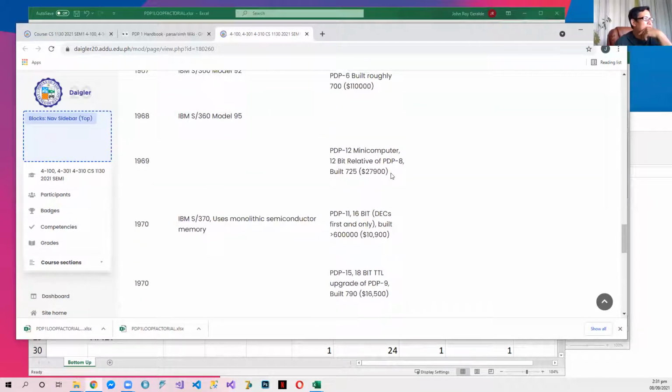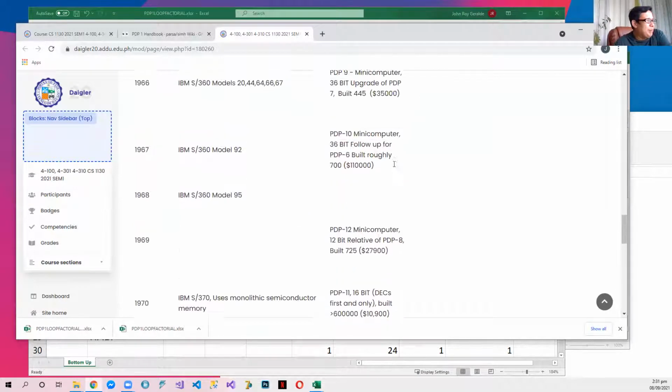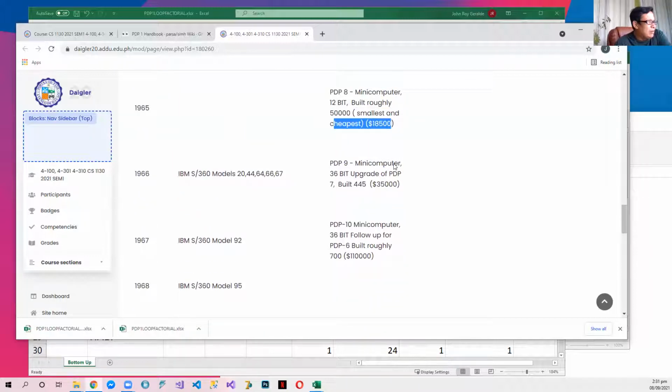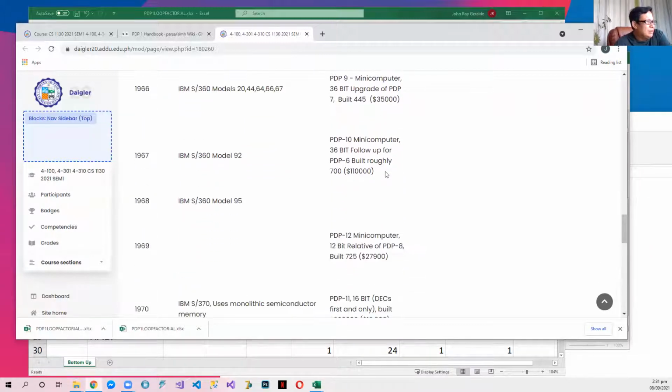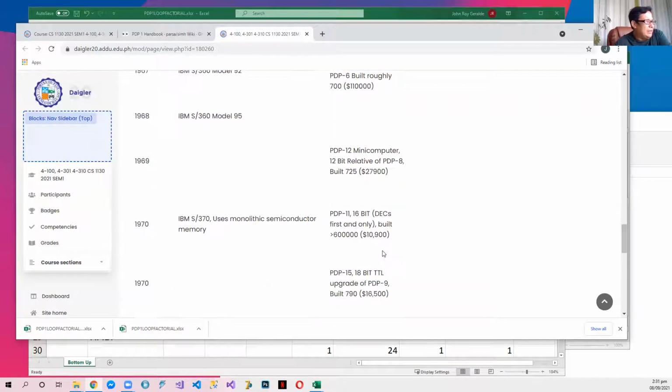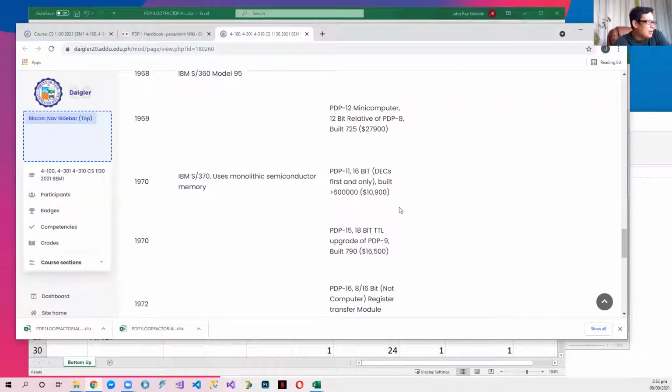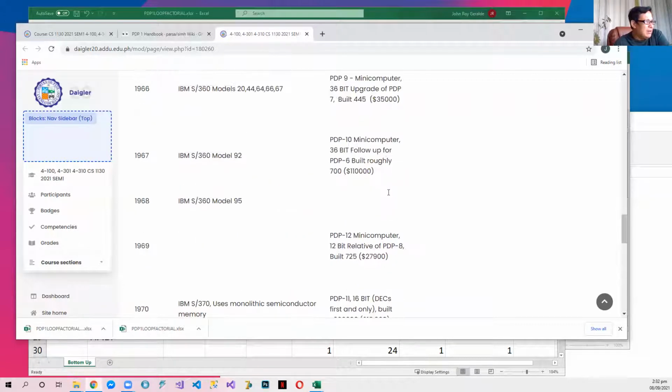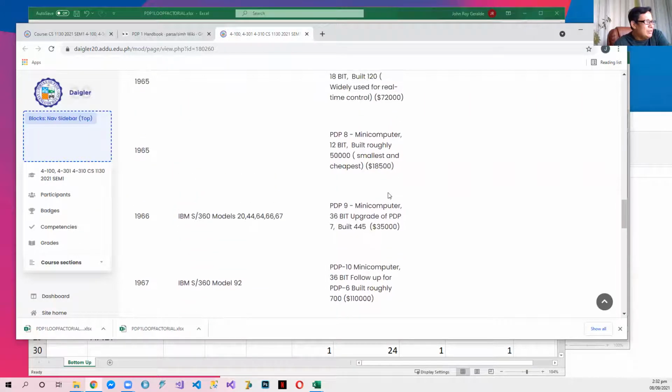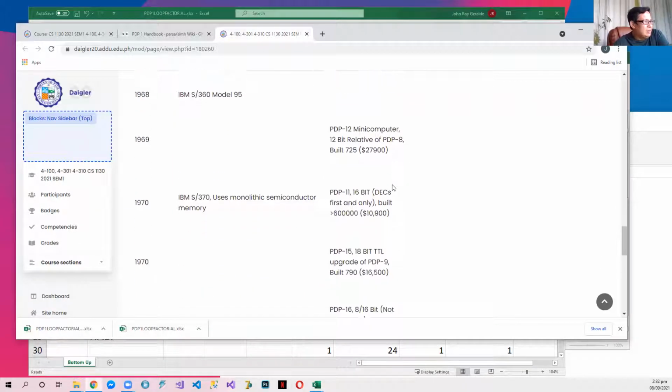1969, the minicomputer, PDP-12 relative to PDP-8. PDP-8 was a very popular version because it's very cheap. It's the minicomputer equivalent of the PDP-8. It's called the PDP-12. In 1970, this is a very important part, because the PDP-11 was released. It was the one and only 16-bit DEC. Do you follow? They built 600,000 and sold each at $10,900. It's very cheap. I think it's the cheapest DEC that was ever produced.